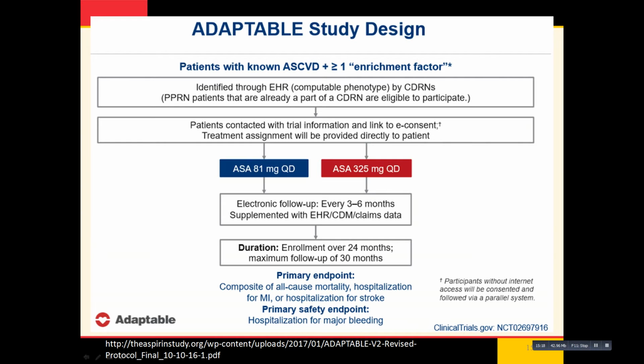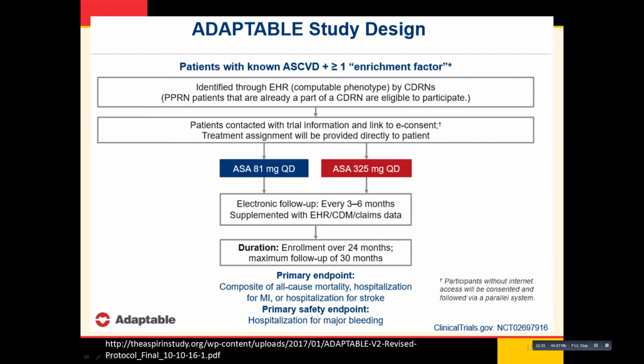And what we did then through the ADAPTABLE study design is, once they meet inclusion and exclusion criteria, they get randomized to aspirin 81 milligrams or 325, and then they're followed up. And at the bottom of this slide, in the bottom center, you can see what we're looking for, the primary endpoints. So they looked at the composite of all-cause mortality, hospitalization for MI, or hospitalization for stroke. So one measure that had all three of those together. It's called a composite endpoint. But not only looking at efficacy, but also looking at safety. And here they were looking at hospitalization for major bleeding.